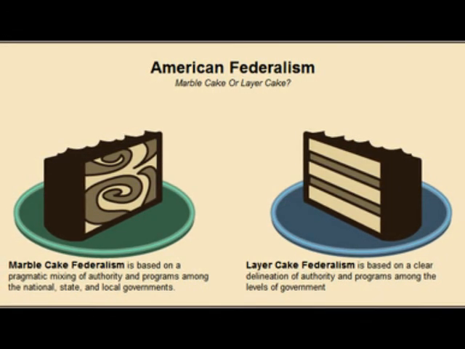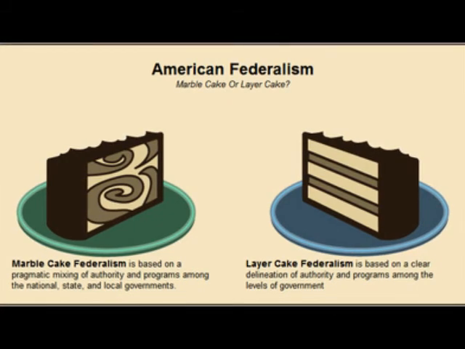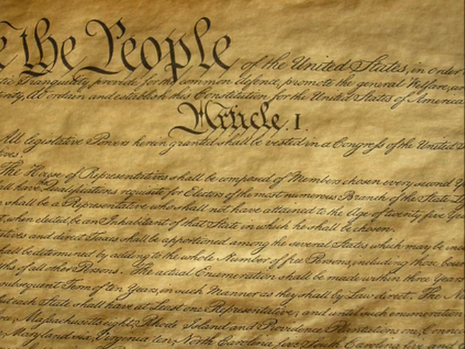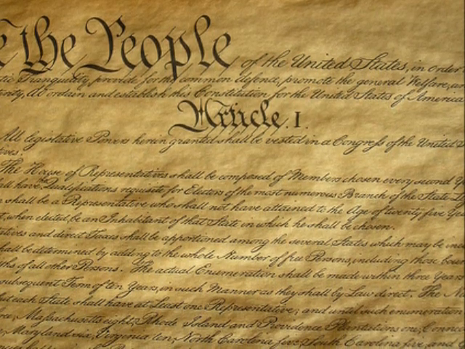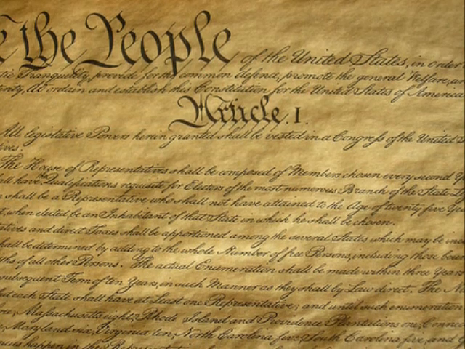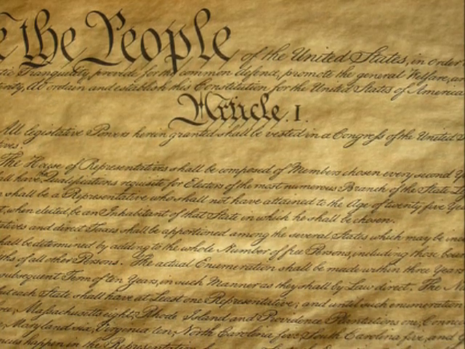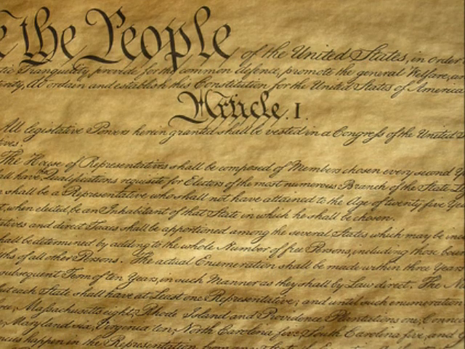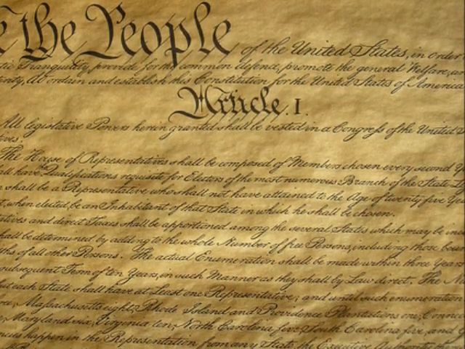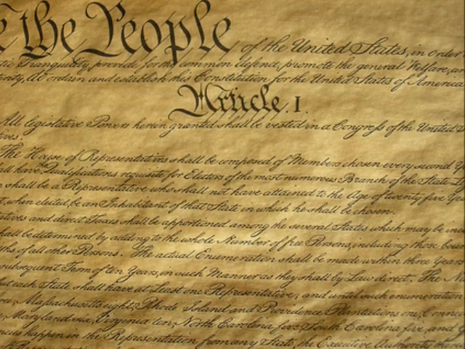So first off, we're going to look at the national government. And the national government has a certain set of powers that it is able to do. These powers are called the delegated powers. And these are the powers that are granted to the national government by the Constitution. Now there's three types of delegated powers. You have the expressed powers, the implied powers, and the inherent powers.